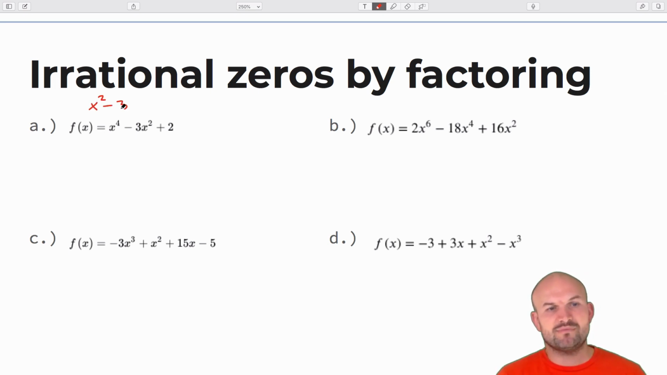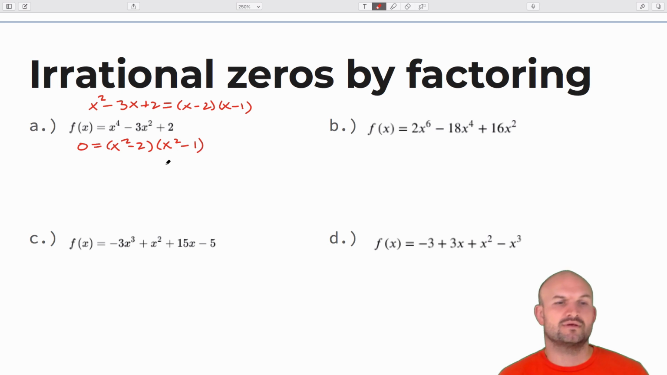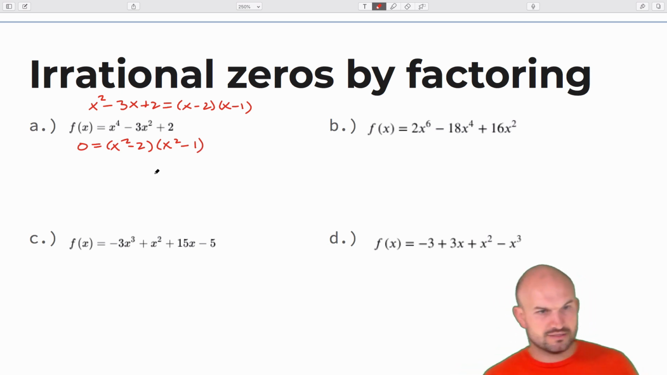What if it was x squared minus 3x plus 2? Well, that would be factorable to x minus 2 times x minus 1. So this is going to be the same thing. I'm just going to be raising the powers. So 0 equals x squared minus 2 times x squared minus 1. Now, there's a couple different ways we could do this. Hopefully you recognize here I can factor these both down.